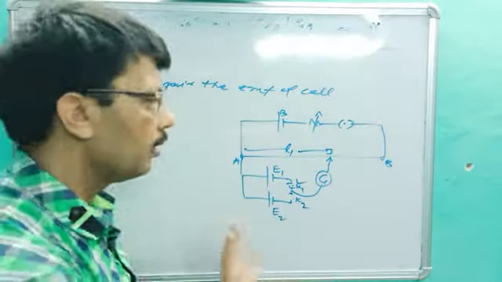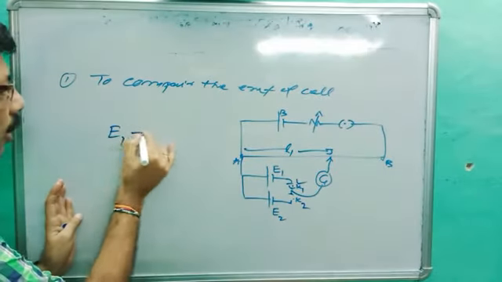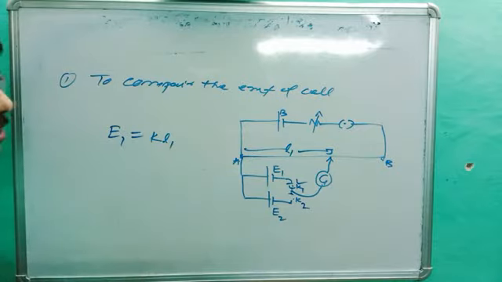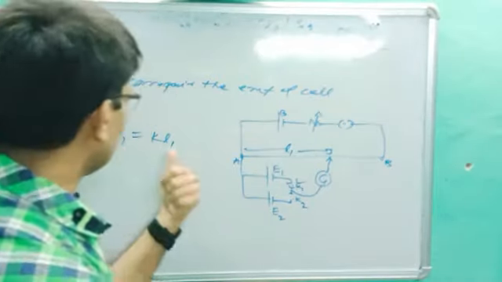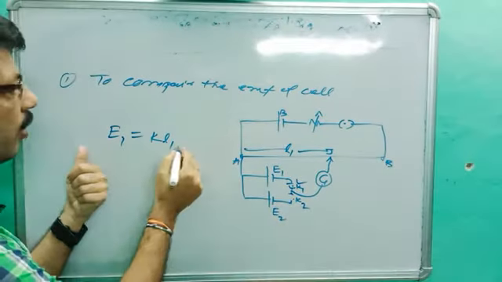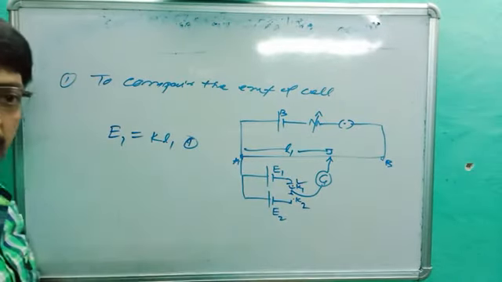We have to stop there. The formula becomes E1 is equal to KL1. At length L1 you got null deflection, it means E1 is equal to KL1. This is equation number first. Are you getting the point?